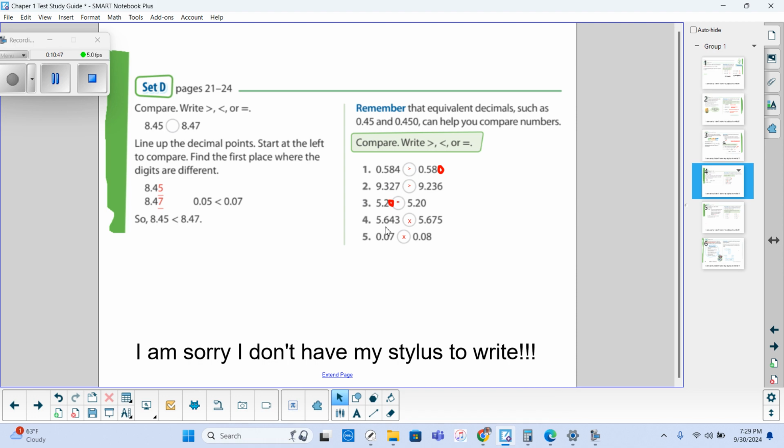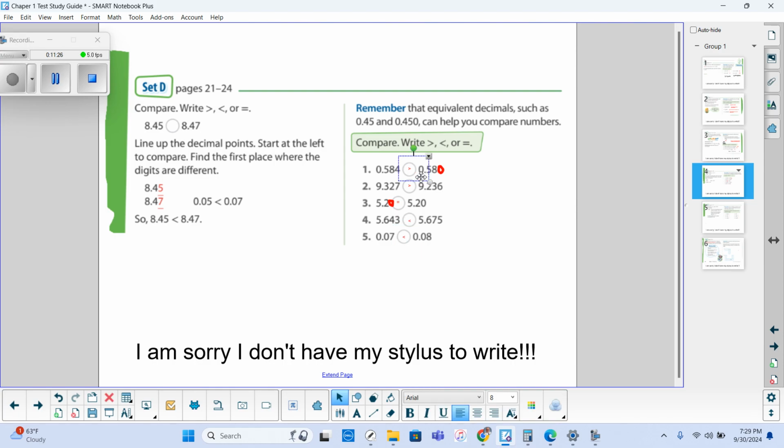For the next one, 5 and 643 thousandths versus 5 and 675 thousandths. What's bigger, 643 or 675? The answer is 675. So the open mouth would go to the right side. So this is 5 and 643 thousandths is less than 5 and 675 thousandths. And this is 7 hundredths versus 8 hundredths. Clearly, 8 hundredths is going to be the bigger number.